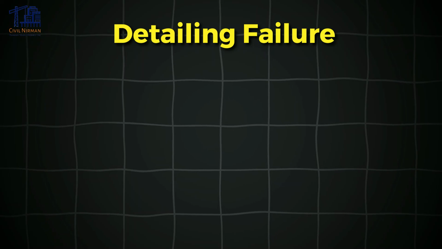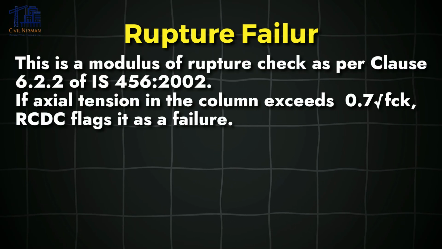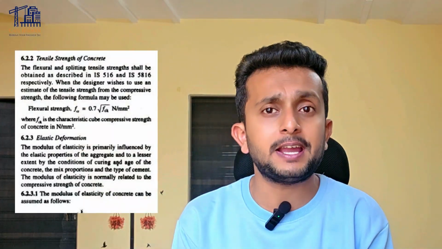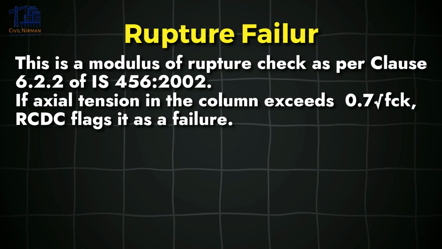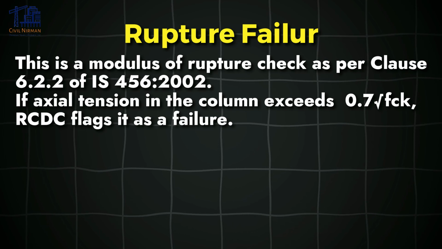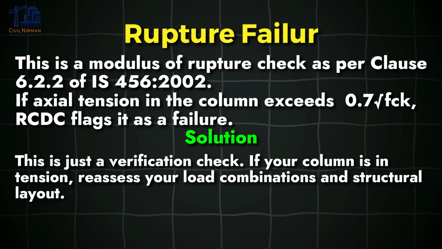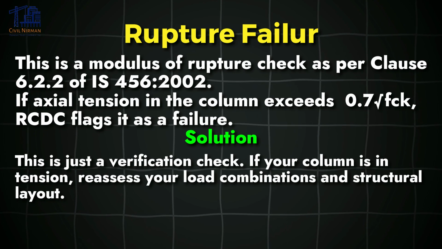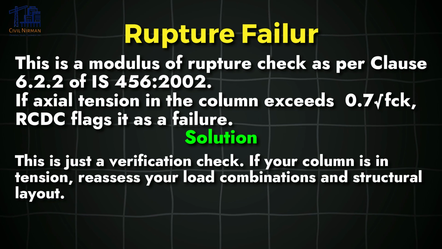The last one is the rupture failure. This is a modulus of rupture check as per clause 6.2.2 of IS 456-2000. Now, if your axial tension in the column exceeds 0.7 √fck, RCDC flags it as a failure. Now, what's the solution? For this particular one, it's just a verification check. If your column is in tension, you have to reassess your load combinations and structural layout.